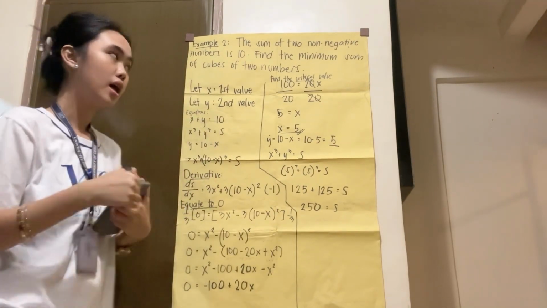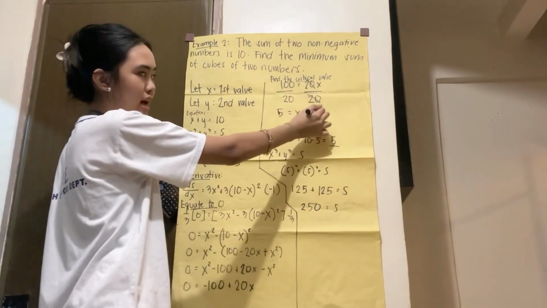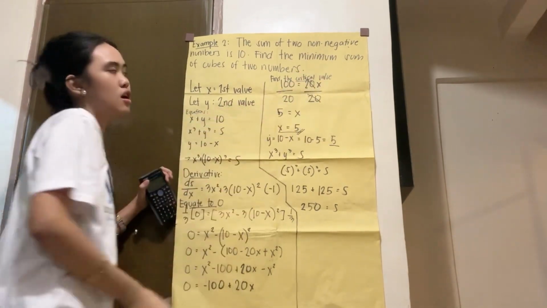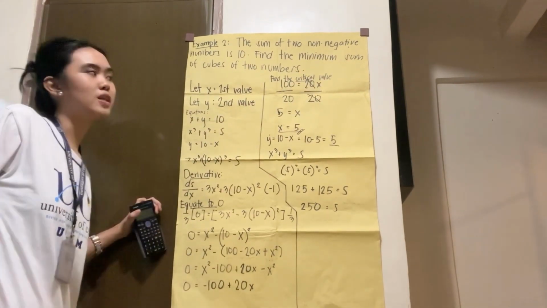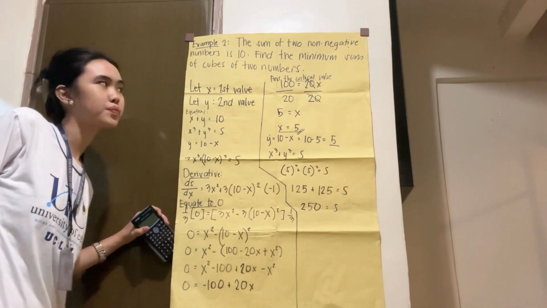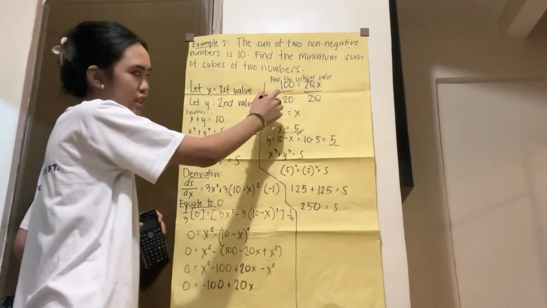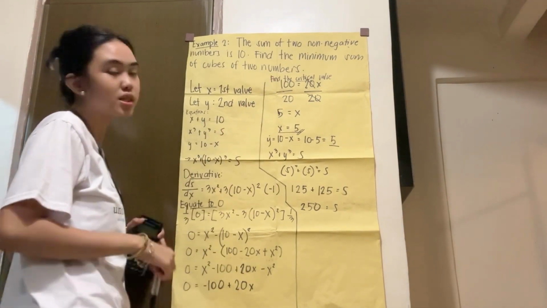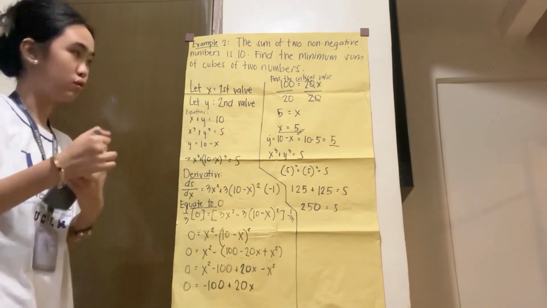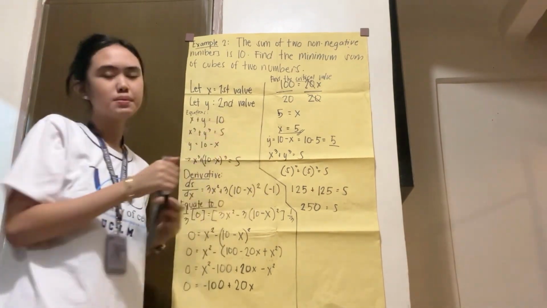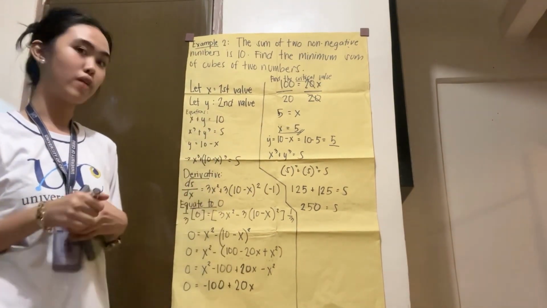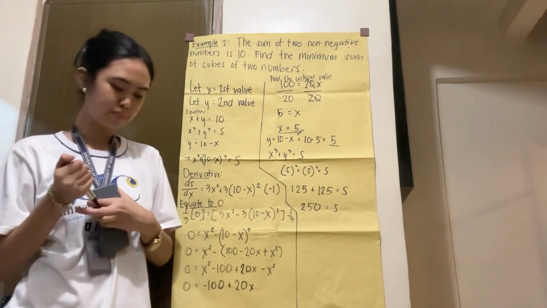Why 20? So that they cancel, and only x remains. After cancelling, 20 divided by 20 is 1, and 100 divided by 20 is equal to 5. Meaning to say, x is equal to 5. That is only x, we do not have y yet. So let's find the value of y.